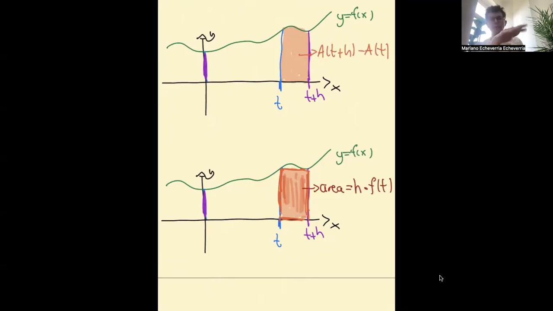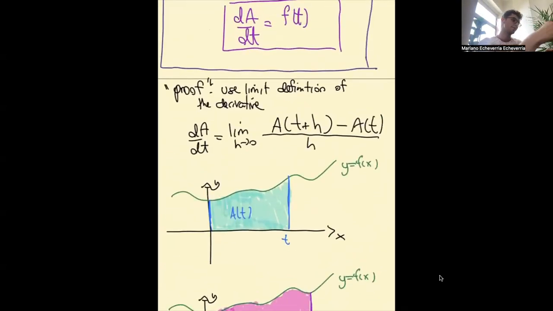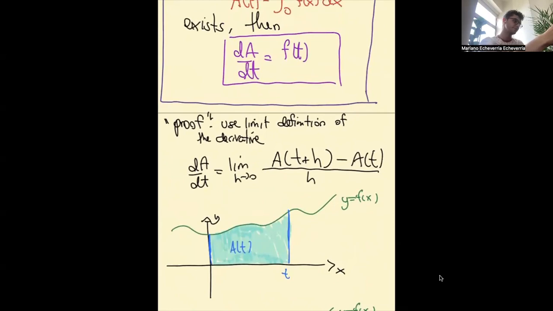So again, my claim is that if you wanted to go through all the details, you would do something like the squeeze theorem, because you can also approximate it by a rectangle, which is a little bit bigger. So you squeeze it in between two quantities. But this is good enough for you to get an idea of what's going on.